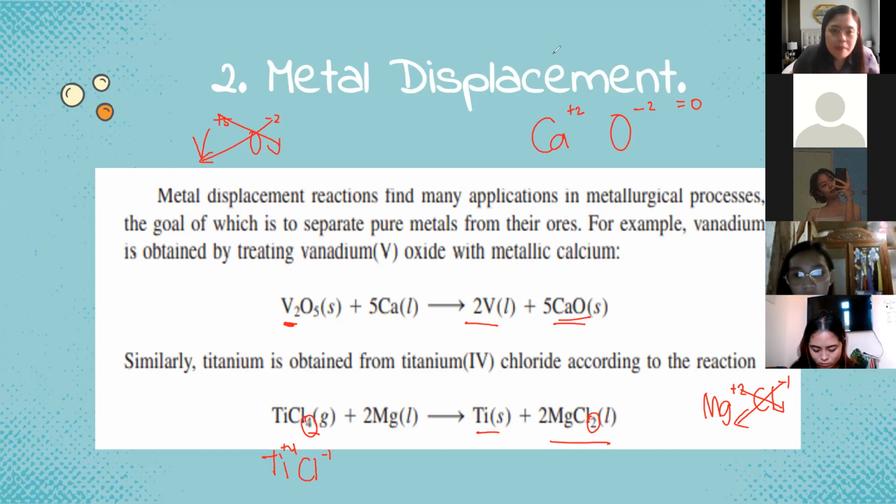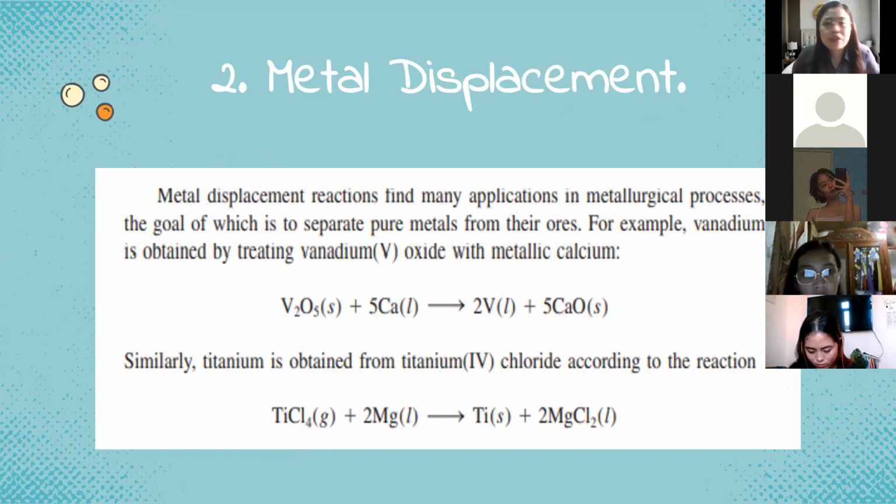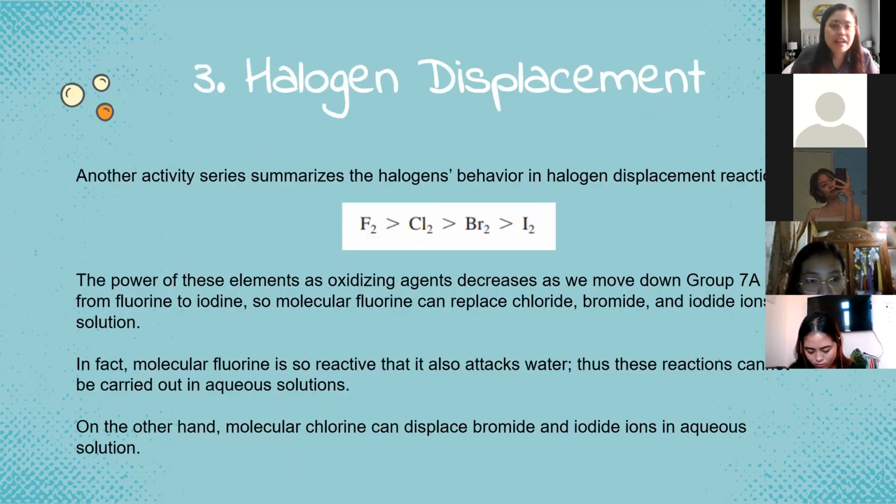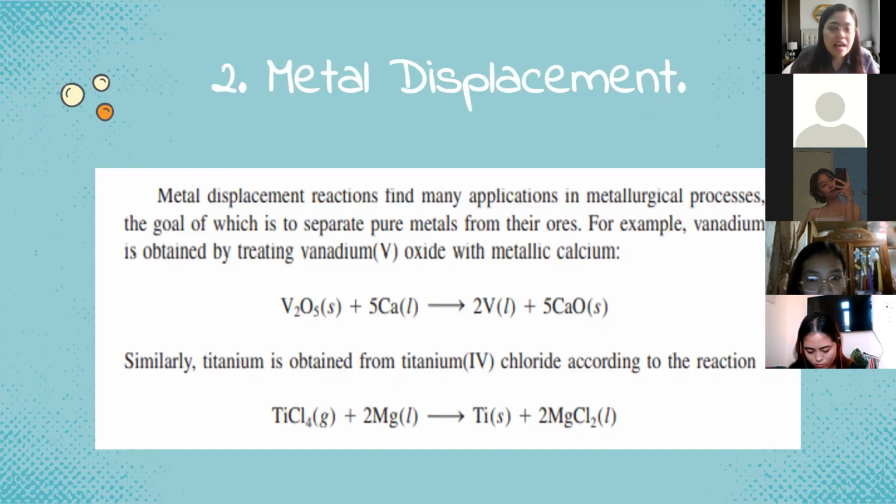So always remember, kailangan ang ipapalit na element ay more reactive. Kasi pag hindi siya more reactive, what will happen to the equation? Wala na tayong kailangang products na i-predict, but there will be no reaction. Again, walang magiging reaction pag less reactive si metal na ipapalit.